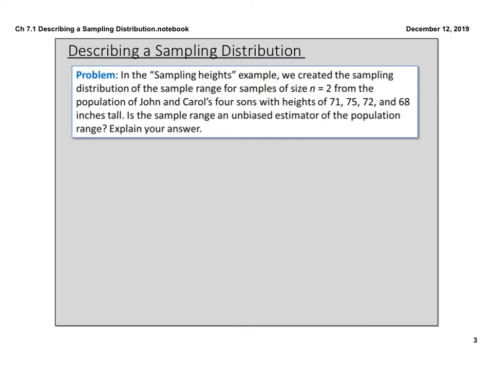For the range part, our sampling distribution looked like this. We had the dot plot with 1, 2, 3, 4, 5, 6, and 7, and I'm just labeling every other for the sake of time. So we had a dot at 1, 2 dots at 3, 2 dots at 4, and a dot up at 7.